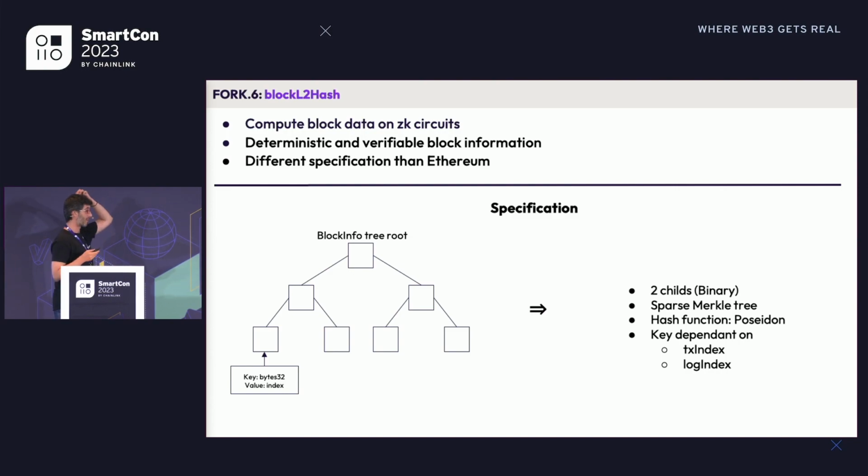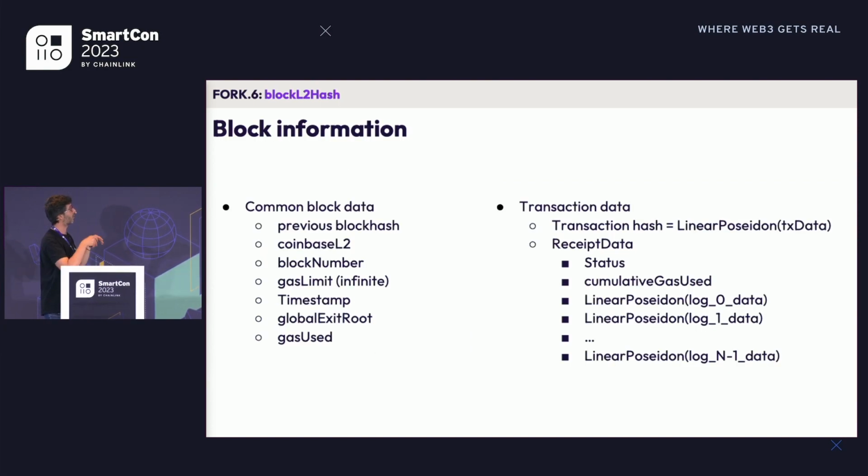Well, this is basically the specification. It's a little bit different from Ethereum. We basically took all the data, and we built a sparse Merkle tree using the hash function Poseidon. And we don't have multiple trees like in Ethereum, where you have the transaction tree, the receipt tree, and then you build the block hash. No, here we will only have one Merkle tree, which we call the block info tree. And inside this block info tree, there will be, of course, the previous block hash, the block number, gas limit, timestamp, and the global exit root that got used. Here, the different field is the global exit root, which is used by the bridge.